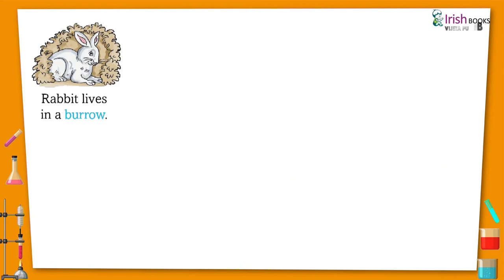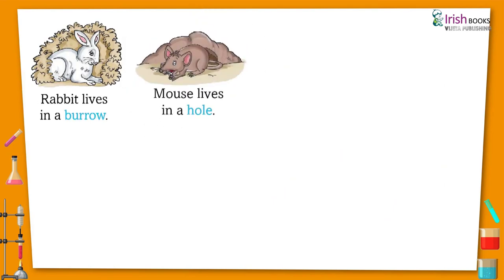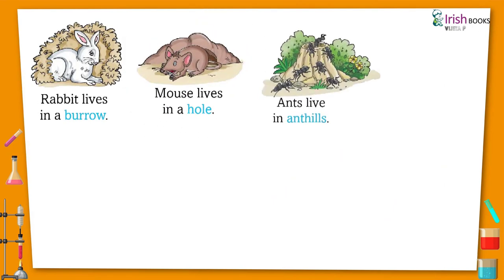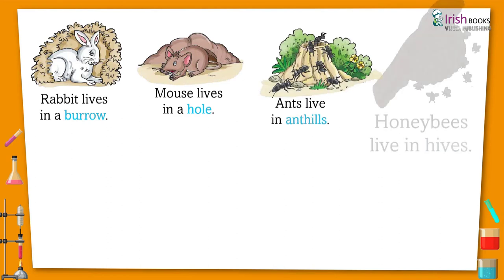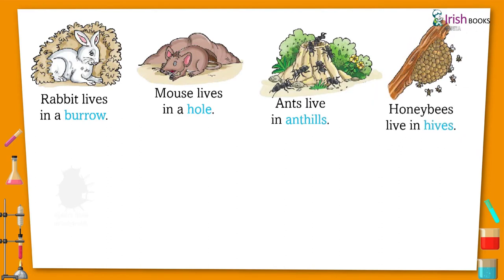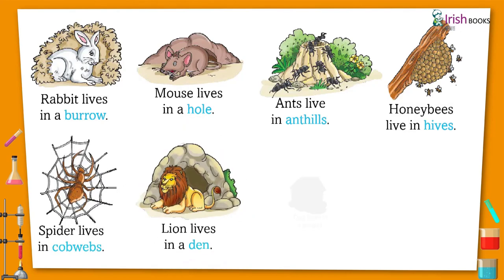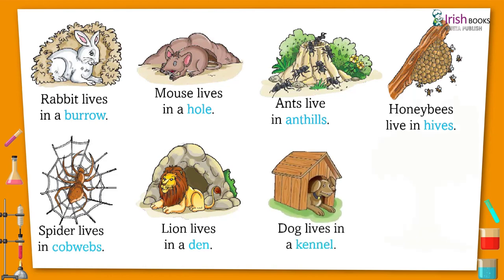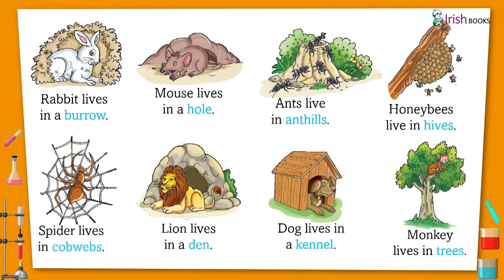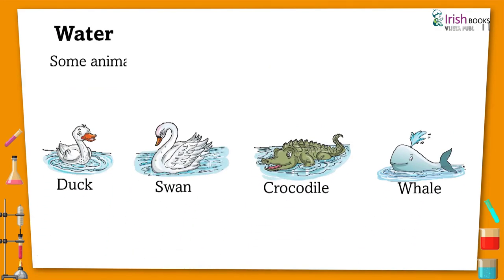Rabbit lives in burrow. Mouse lives in hole. Ants live in anthills. Honeybees live in hives. Spider lives in cobwebs. Lion lives in den. Dog lives in a kennel. Monkey lives in trees. Some animals live in water, like duck, swan, crocodile, whale.